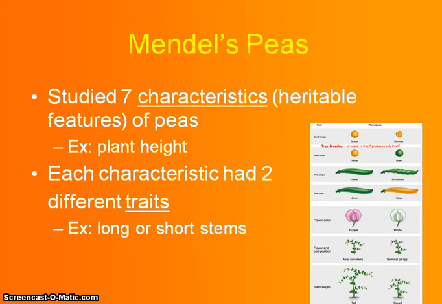So the characteristics that Mendel studied were 7 different heritable features, or things that could be passed down from one generation to the next. For instance, this diagram over here shows that peas can be either round or wrinkled. They can be yellow or green, have different pod shapes, different pod colors. The flowers themselves can also be a different color, and then their stems can be arranged differently. So each one of those 7 characteristics had 2 possible traits, the yellow or the green color, the purple or the white color. So every characteristic had 2 different traits that he could study.